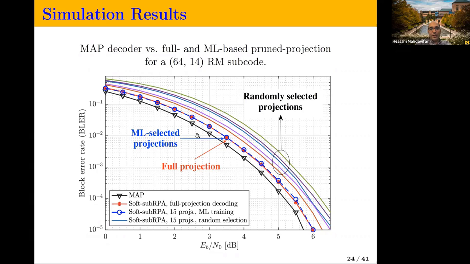And the black one is just a MAP. Okay, so this is almost 0.2 dB away from the MAP, which is quite good. And also this is for a Reed-Muller subcode. So this parameter 14 doesn't quite match with an order of Reed-Muller. It's the subcode that we have picked. Okay. And just to emphasize, these curves are, as in any digital communication curve, block error rate versus the Eb over N0, not the SNR.